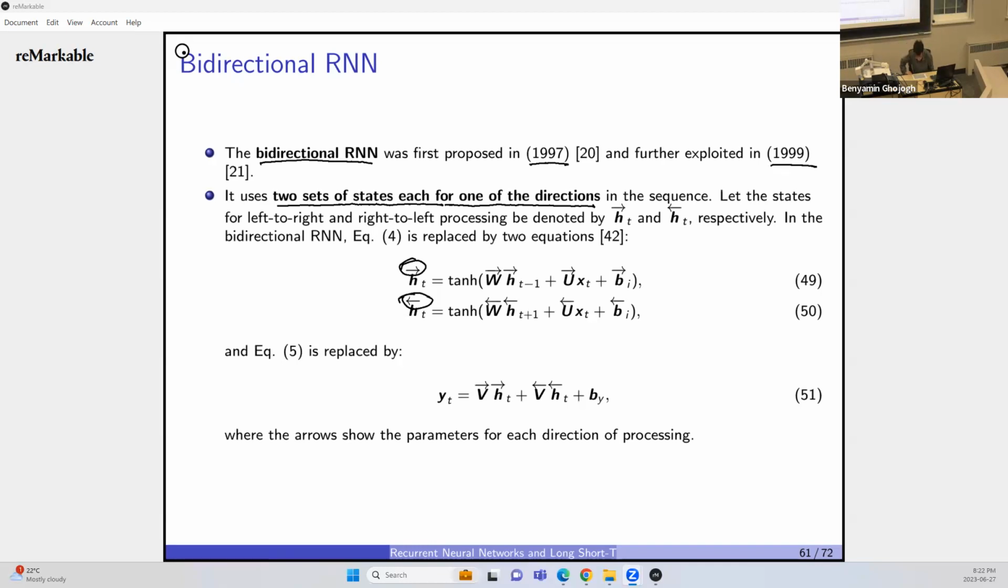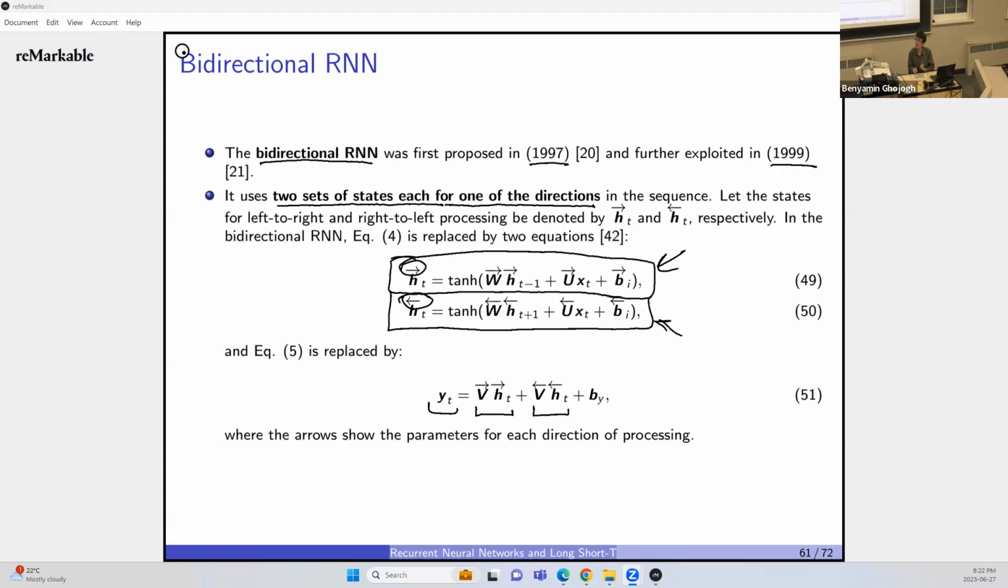As you see, this we already had in the regular RNN. However, we are adding this. So in both directions, this goes from left to right in the sequence. This goes from right to left. And yt, do you remember? yt was V ht plus by in RNN. Now we have V ht for the left to right plus V ht from right to left. And these have two different weights, V left to right, V right to left.